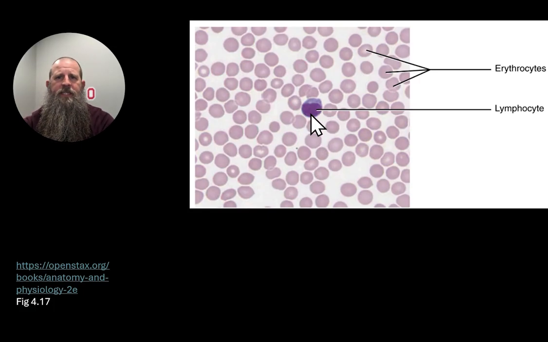And then here we can see a lymphocyte, which is a type of leukocyte or a white blood cell. So here we have our red blood cells and here we have our white blood cells. And that is all sort of suspended in that fluid called plasma.